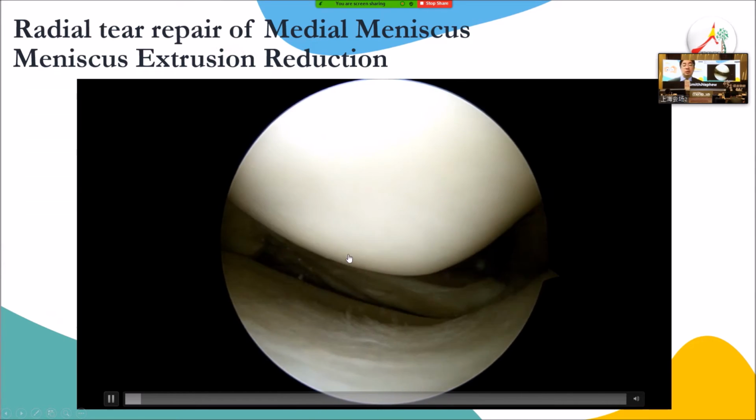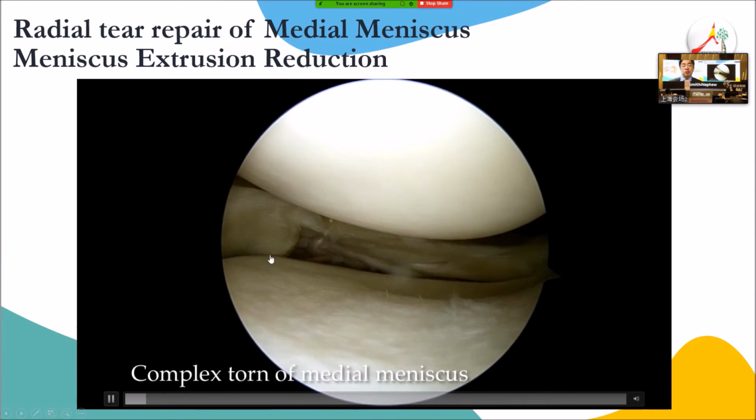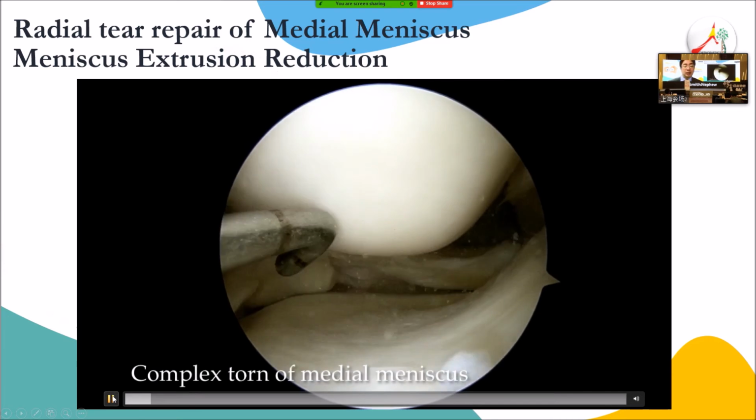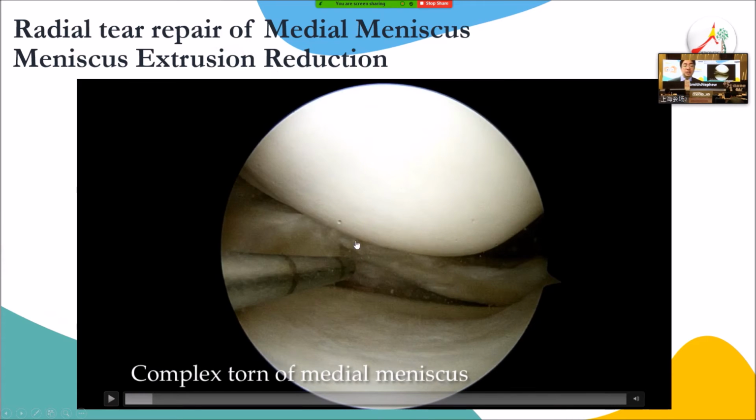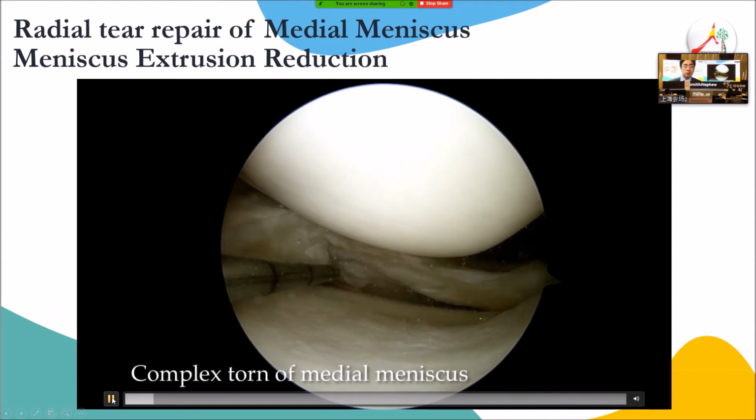You see there's a lot of extrusion. You see the whole tibia like that. So this is a complex tear of the meniscus. There's a radial tear and also the complete extrusion of the meniscus. So in this patient, if you just repair the meniscus, you cannot solve the extrusion problem.